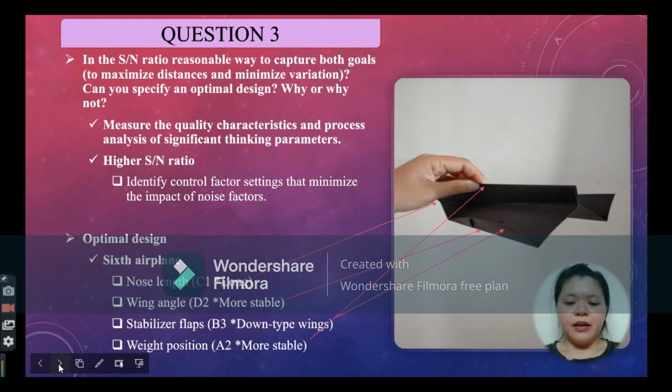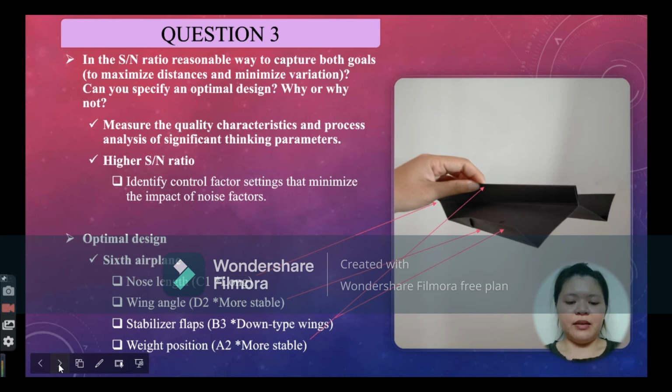In fact, higher SN ratio values can help to identify the control factor settings that minimize the impact of noise factors. Based on the results of the experiment that have been done, the optimal design that our group proposed is the 6 airplane. The reason our group suggests the 6 airplane is the optimal design is because this 6 plane has a long nose length, which is C1 compared to C2 and C3.